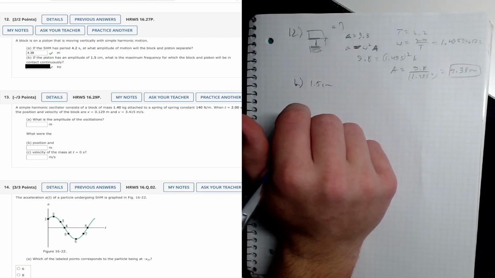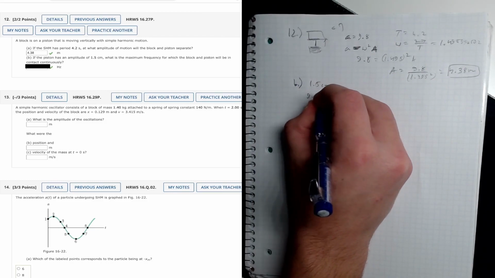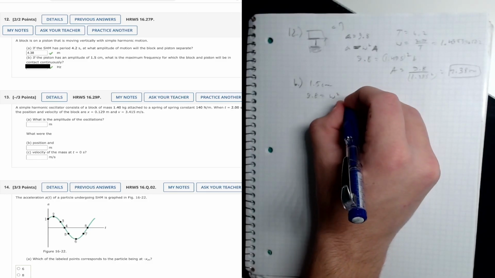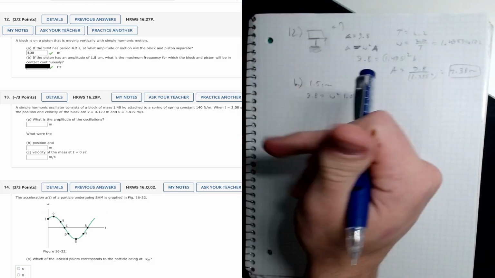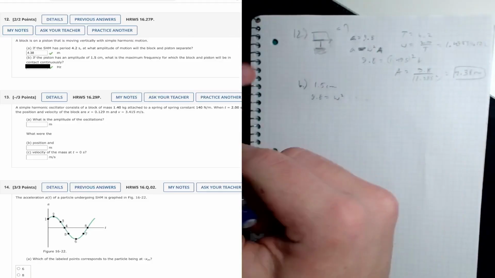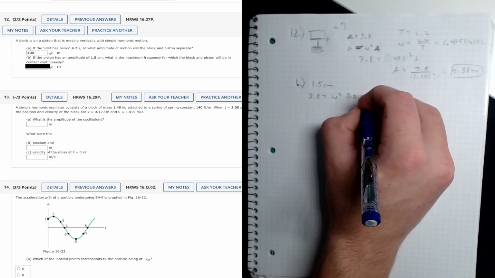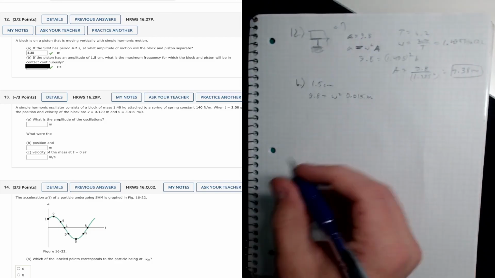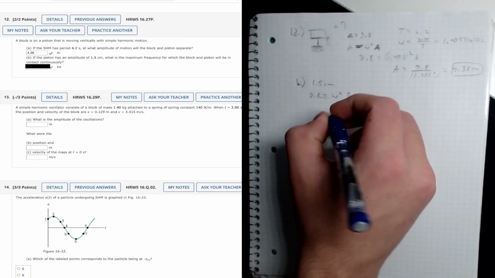What is the maximum frequency for which the block and piston will be in contact continuously? So we know that again, the acceleration has to be 9.8, which is w squared times the amplitude of 1.5 centimeters, or in this case 0.015 meters. I don't know if it wants us to, but I'll just do it in meters, probably because of the acceleration being in meters per second squared.